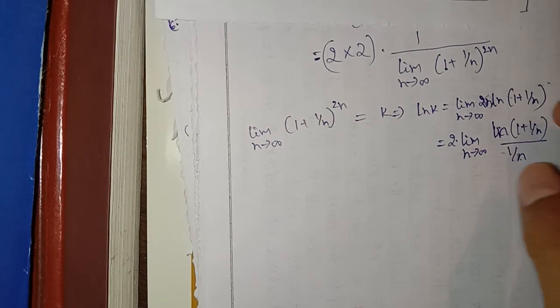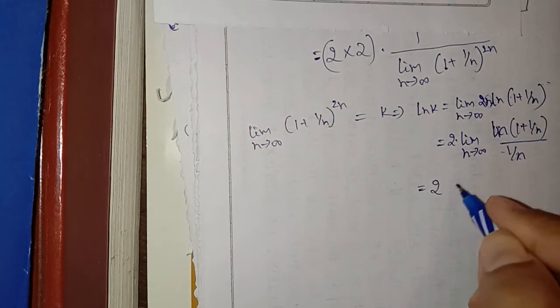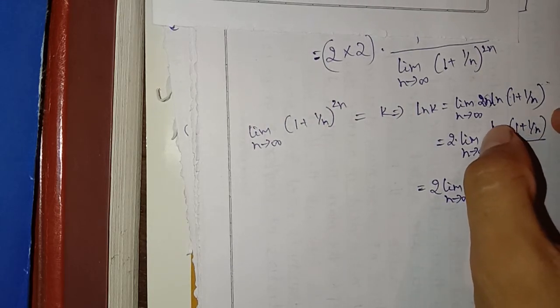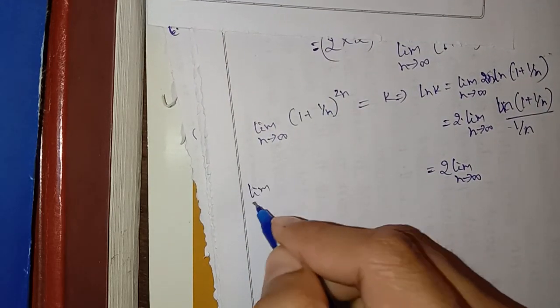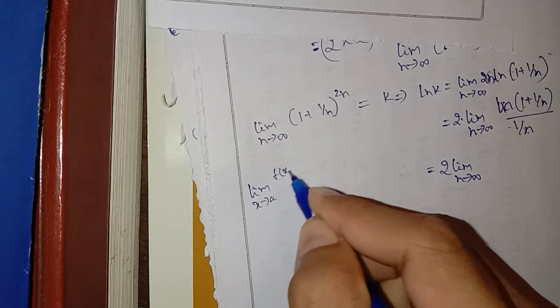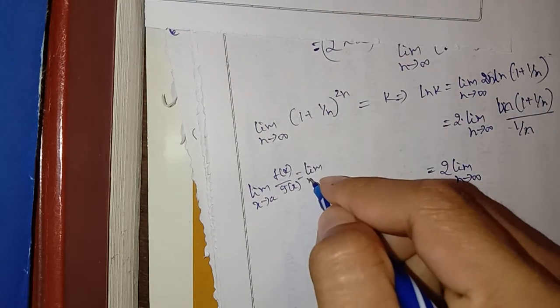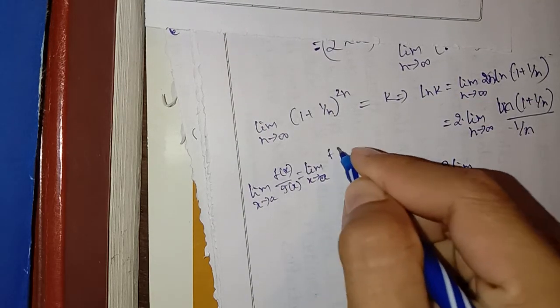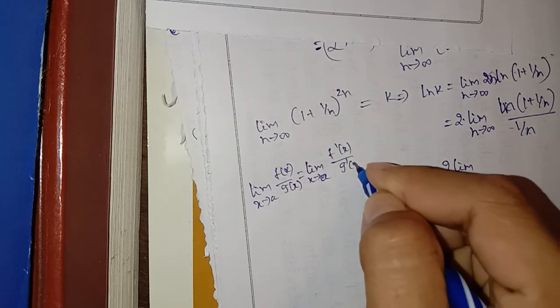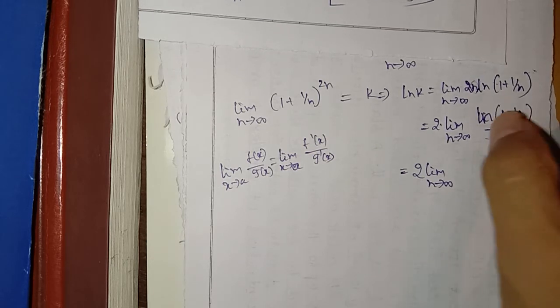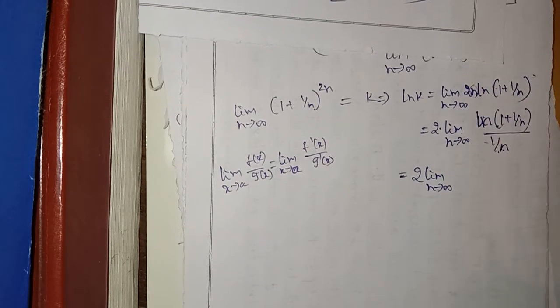Now, if we apply L'Hospital's rule, what does it become? 2 times the limit as n tends to infinity, with differentiation of, if the limit as x tends to a of f(x) divided by g(x), by L'Hospital's rule we can write it as the limit as x tends to a of f'(x) divided by g'(x). Similarly, here f(n) divided by g(n), then we can differentiate the numerator and the denominator.